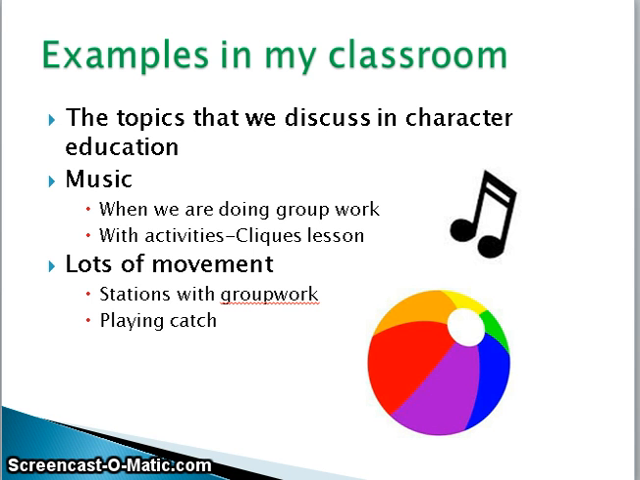So that last song that you just heard was Sarah Bareilles' "Brave," and I use that with the cliques lesson, where we talk about being a positive bystander and to be brave and different things like that.